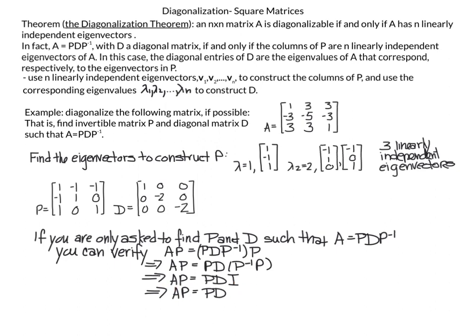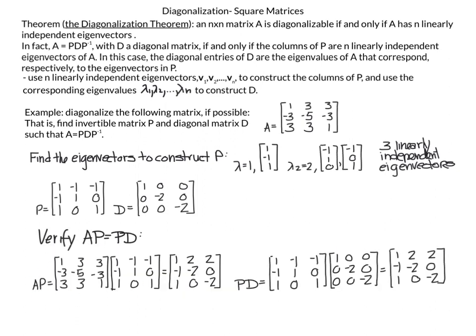So in other words, instead of finding P inverse, just to make things a little easier, we can just verify that this calculation works, in which case we will have found our invertible matrix P and our diagonal matrix D. And so that's exactly what I did here. I multiplied A times P, and I multiplied P times D, and I get the same matrix. So I have verified that I have calculated my P and D correctly.